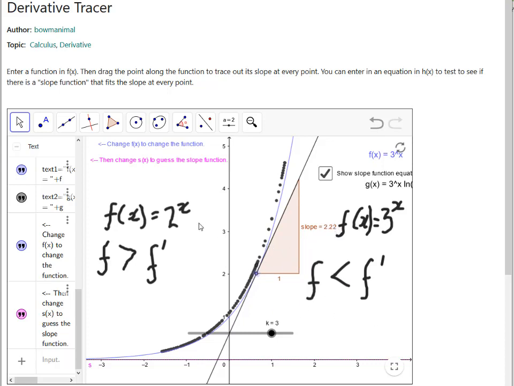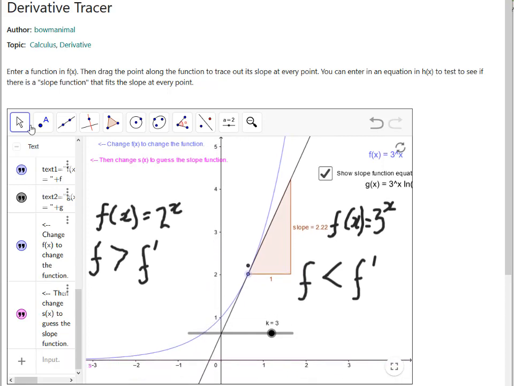So we've got these two different functions. f of x is equal to 2 to the power x, f of x is equal to 3 to the power x. In both cases, the derivative has a very similar shape to the original function. In one case, the function is slightly bigger than the derivative. In the other case, it's slightly less. Now, what this means is that somewhere in between 2 and 3, there must be a number where the function is exactly the same as the derivative. There must be some point where that works.